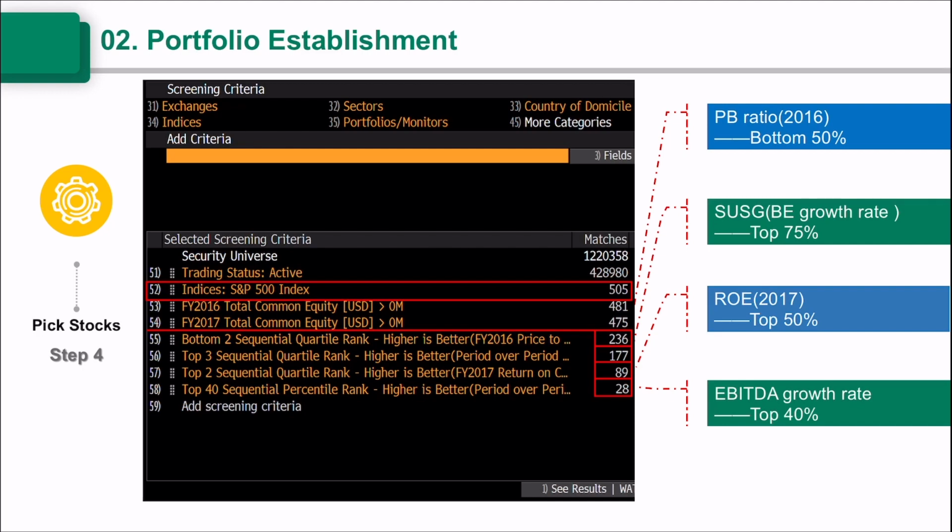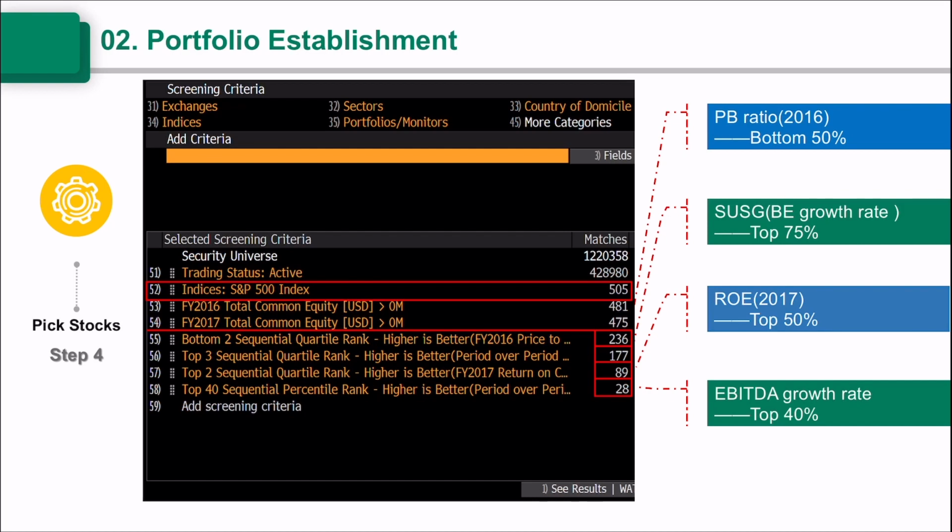A company with a lower PB ratio indicates growing potential of market price, which might lead to higher return. Therefore, we choose the 50% of stocks with lower PB ratio listed in the SP 500 index, which found 236 matches. After that, according to Sustainable Growth and Stock Return Theory, the value of SUSG represents the growing rate of book value. In this case, we use data in 2016 and 2017 as our sample data.